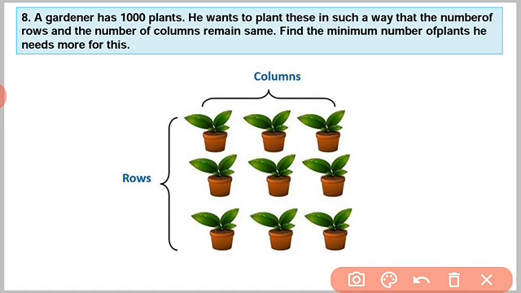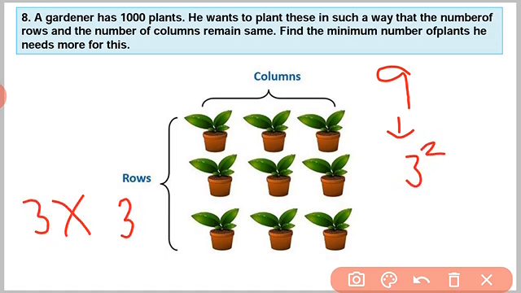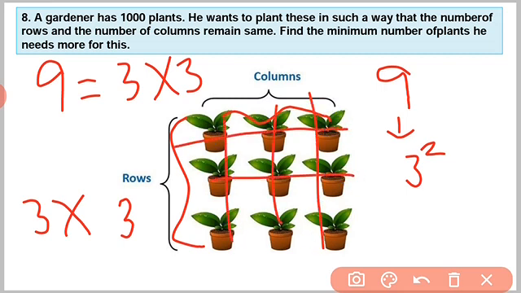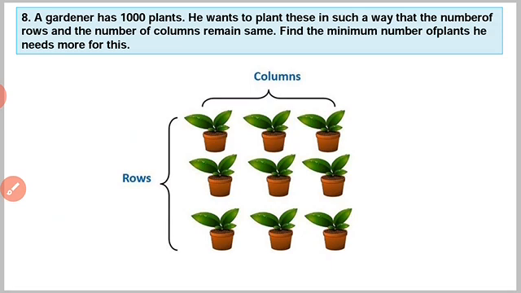Hope this is clear. There are total 9 plants and 9 is a square of 3. So 3 squared can be written as 3 multiply 3. So here 9 is equal to 3 multiply 3, and there are exactly 3 rows and 3 columns. So this can be number of columns and this can be number of rows. So total number of plants is equal to number of columns multiply number of rows. So let's start with the question.